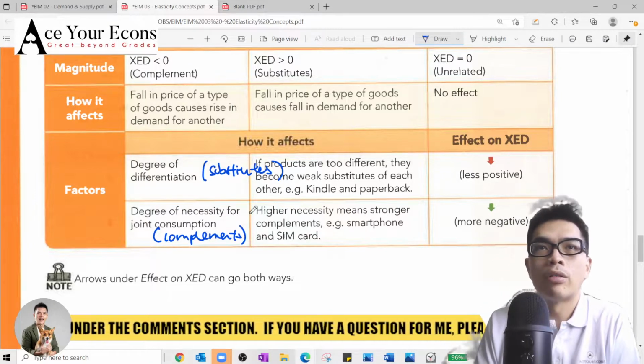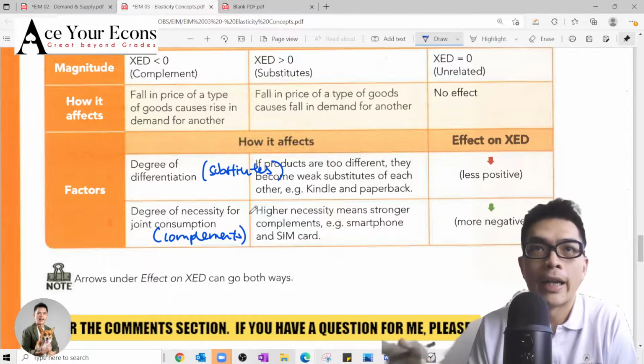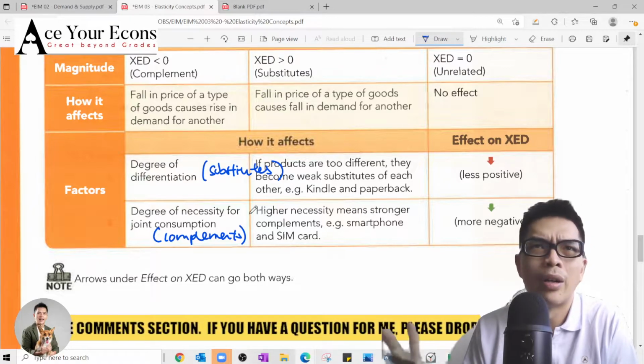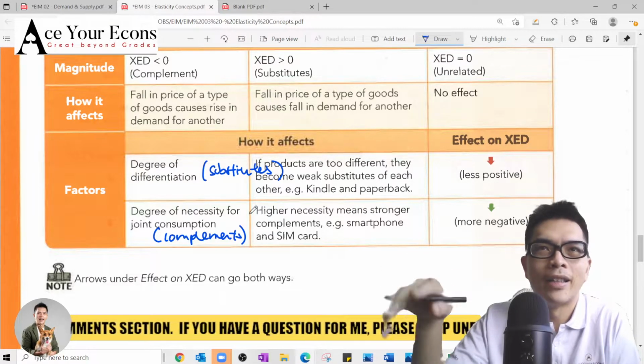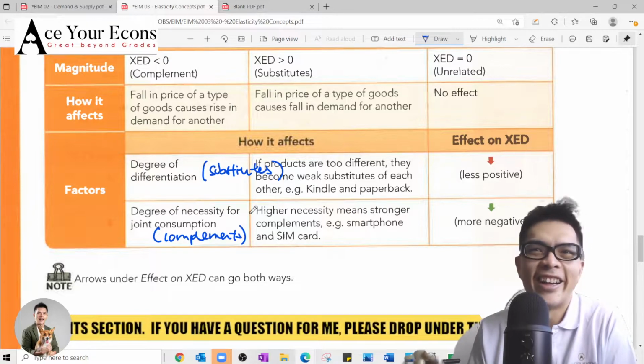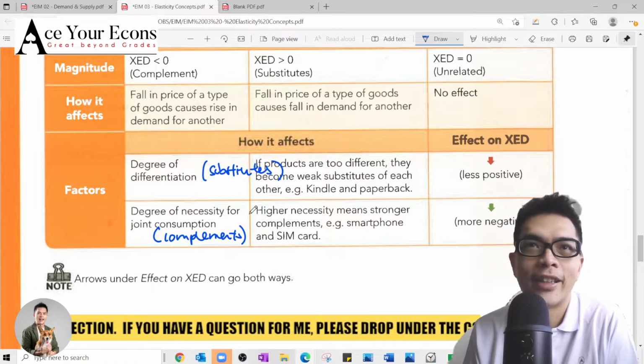I was about to use the example of Mac and Apple mouse. Apple mouse is a very weak complement, right? There's only one button, if I'm not wrong. Yeah, I don't really like that mouse. Yeah, I like my standard Razer mouse.